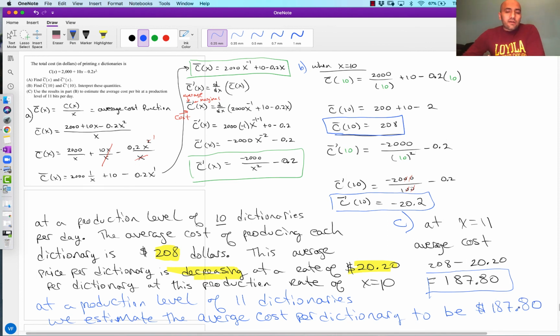Okay, at a production level of 11 dictionaries, we estimate the average cost per dictionary to be $187.80. And we got that by focusing on our production level of 10 dictionaries. We got that the average cost for 10 dictionaries was $208 per dictionary at this production level. But we saw that the marginal average cost was negative 20.20. So we're expecting, as an estimate, it's not an exact answer, but we estimate that if we subtract 208 minus 20.20, we'll get to this number, and that's how much we expect will be a pretty good approximation for the average production cost of 11 dictionaries.